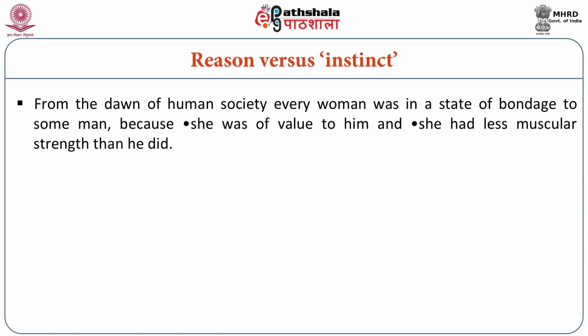From the dawn of human society, every woman was in a state of bondage to some or the other man in any role, because she was of value to him and she had less muscular strength than he did. Now just consider this question raised by Mill, that why one gender is subjugating the other. Why she is in the state of bondage? It is not because she is valueless. It is because that really she was of value to him. And whatever is valuable to you, you want to keep it to yourself. You don't want to share it. You are just scared of losing that. And she had less muscular strength naturally, so she was not in the position to defend herself.